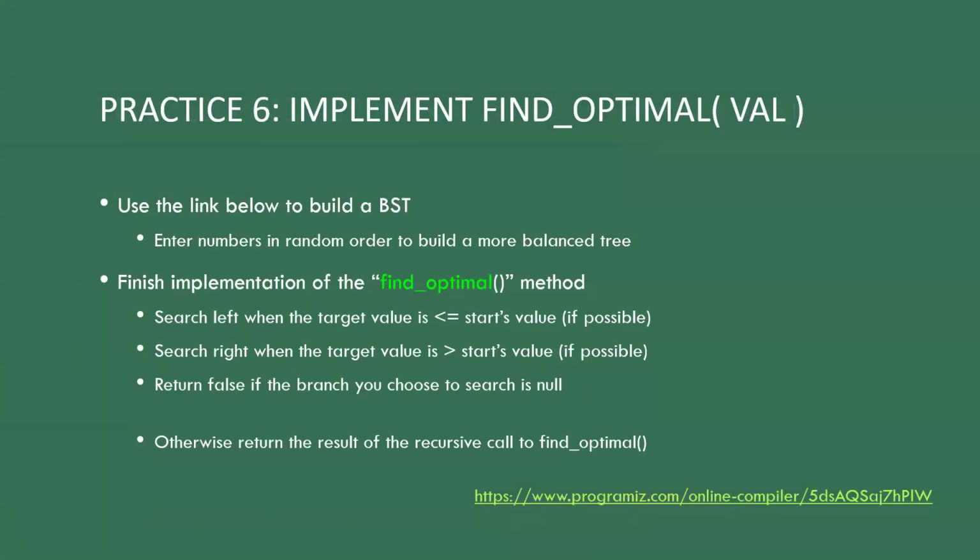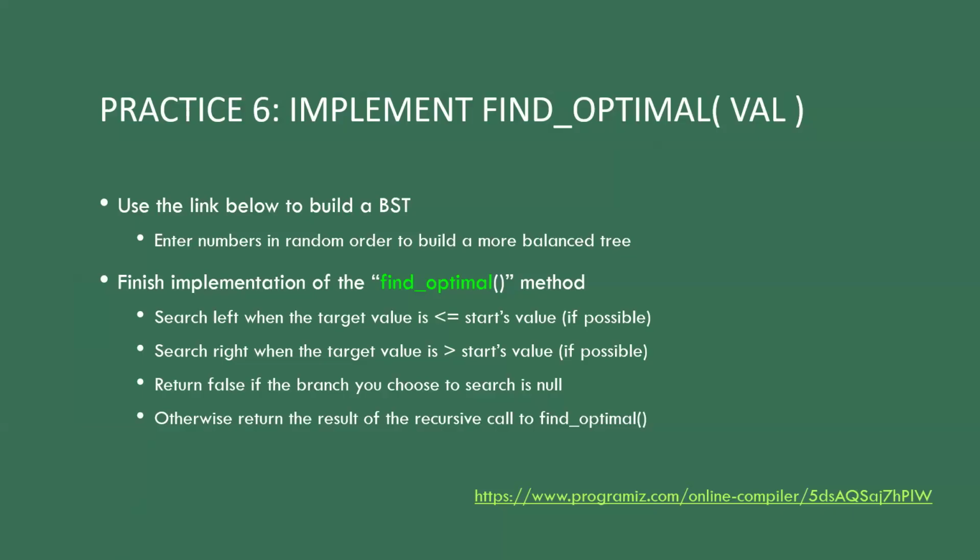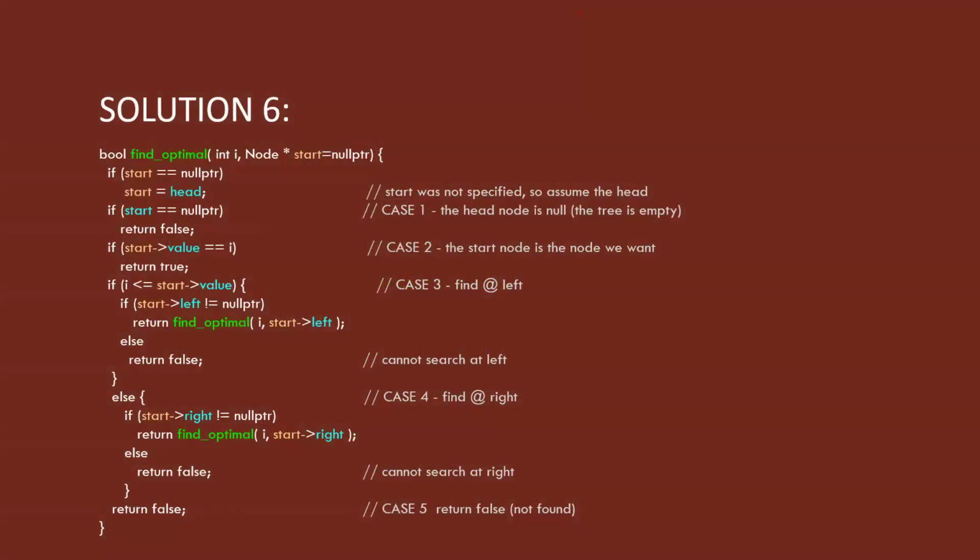This is our find optimal, and we'll then look at a few ancillary features that we want to have. But we want to search left when the target is less than or equal to the start value, right? Search right when it's greater than, and then return false if the branch we choose is null. So let's see how this one goes. Again, you can knock out the code here if you want. But essentially, we do our pointer fix up, check for a null tree, and then we say, okay, if this thing is equivalent to where I'm at, I'm done.